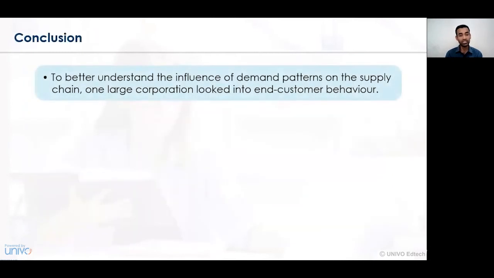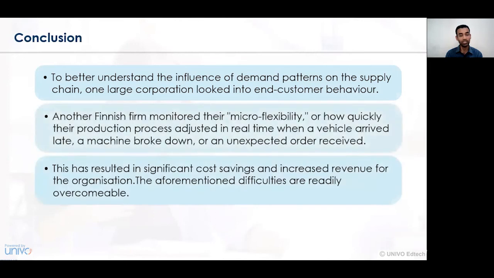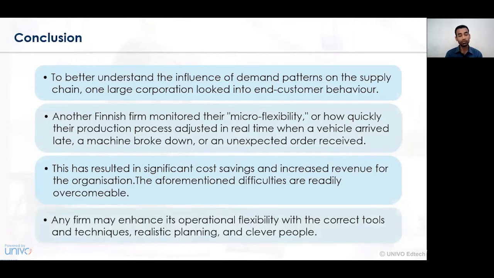So here, in this case, we can understand that the influence of demand pattern and the supply chain is one of the large factors which has been looking at operational variability as a major concern. The end customer behavior needs to be identified, and accordingly, the changes in the operational variability need to be undertaken. The flexibility with respect to the micro perspective or the macro perspective needs to be monitored in a very effective way, and micro flexibility needs to be taken into consideration at an optimal stage.